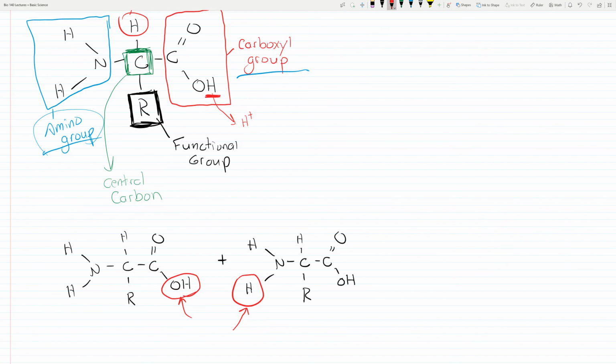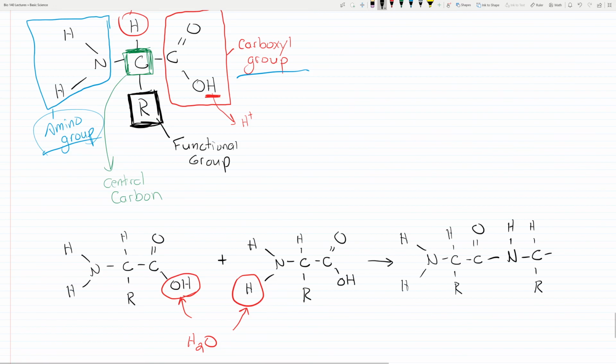And what is that going to do? It's going to make water. So I'm going to pull off that water. And what is it going to do then? It's going to combine them. I'm going to have the first amino acid here, central carbon, hydrogen attached to it, functional group, carboxyl group, and then I'm going to bind directly to the nitrogen of the second amino acid: central carbon, the hydrogen, the functional group, and then the carboxyl group at the end.